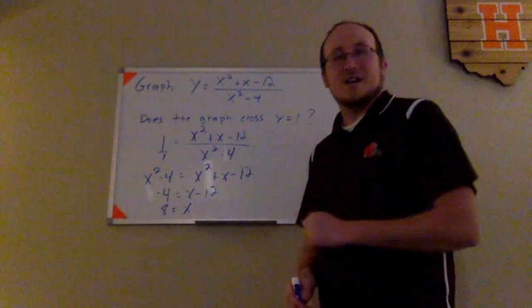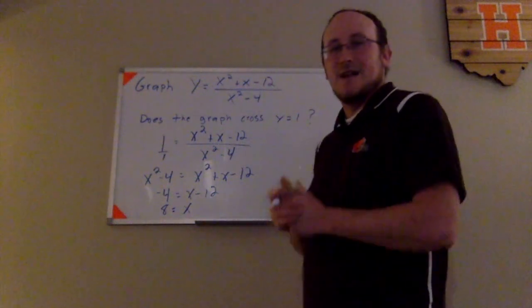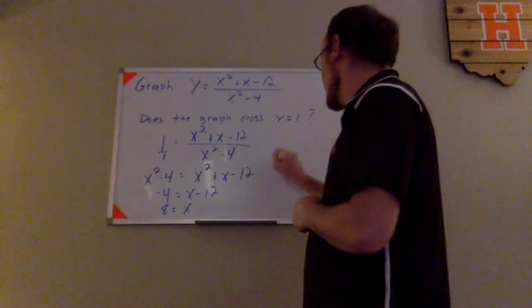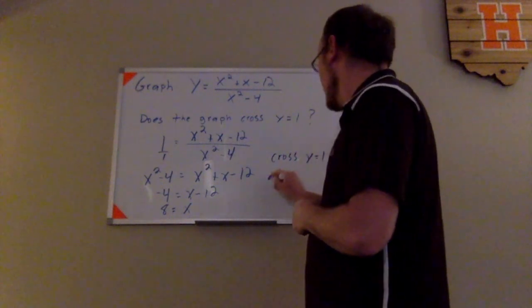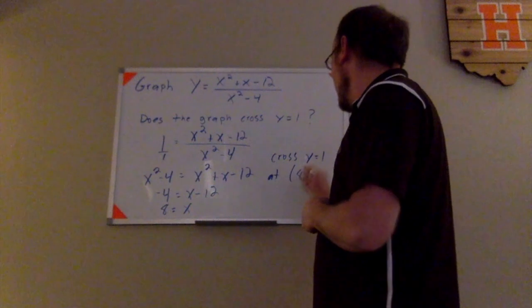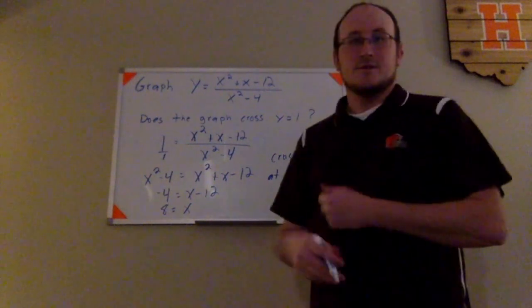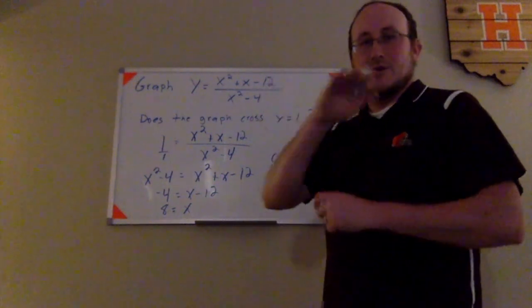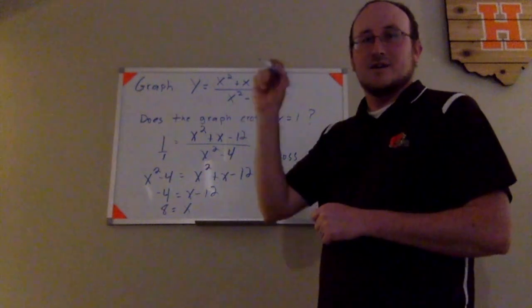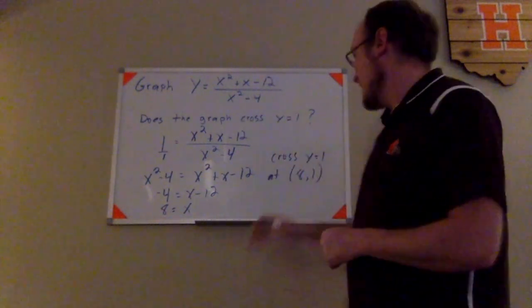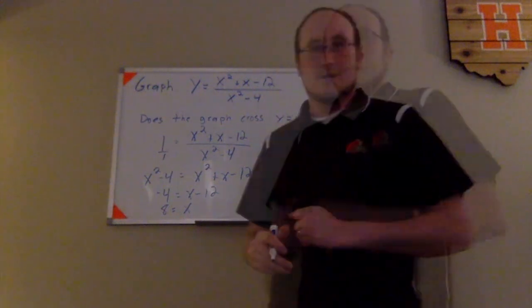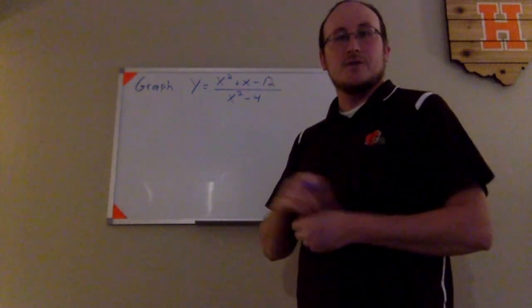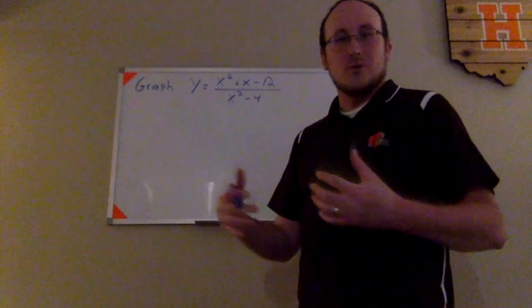So this graph actually does cross its horizontal asymptote line, and it should cross the line y equals 1 at the point (8, 1). So when you graph this, you should know wherever you draw your horizontal asymptote line in, you need to have a point intersecting that horizontal asymptote line at (8, 1), showing where the graph is crossing that horizontal asymptote.